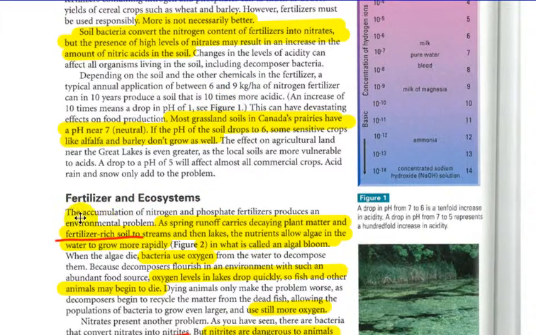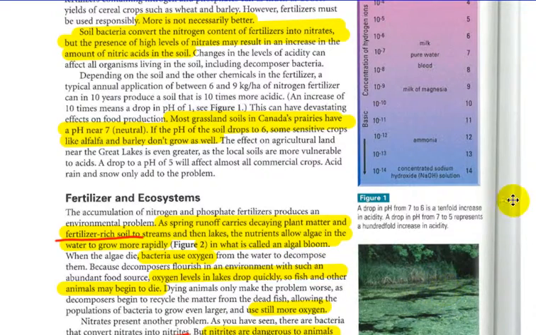Fertilizer and ecosystem. So the accumulation of nitrogen and phosphate fertilizer produces an environmental problem, of course. After the snow melts in the winter and spring happens, all that water runs off into nearby streams, lakes. Spring runoff carries decaying plant matter that was left in the field, and also that fertilizer-rich soil. The fertilizer could be carried to streams and then lakes. Putting those nutrients in lakes would allow algae to increase in population, because fertilizer would be their food. So that would grow rapidly, and that is called an algal bloom.